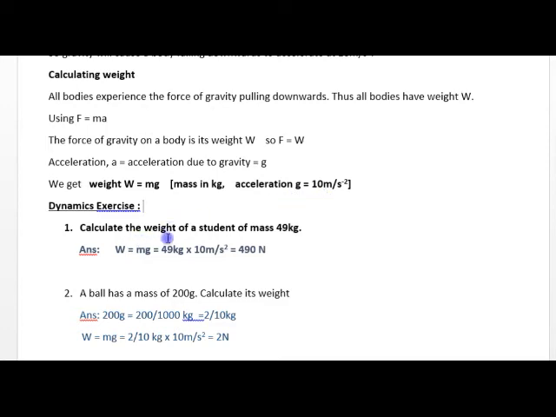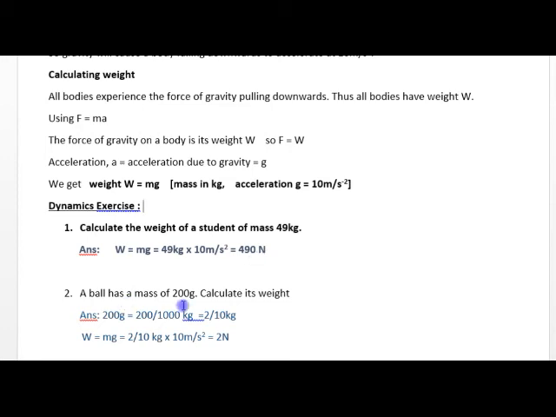Par exemple, calculate the weight of a student of mass 49 kg. Donc, un élève de masse 49 kg. Quel est son weight, c'est-à-dire la force de gravité que la terre exerce? Weight is equal to mg. 49 kg fois 10, parce que sur la terre, gravity, l'accélération, c'est 10. 49 fois 10, ça fait 490 newtons. Ça, c'est le weight de l'élève. Gravity exerts a force of 490 newtons on the student.